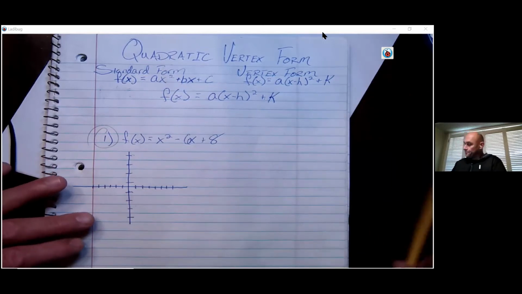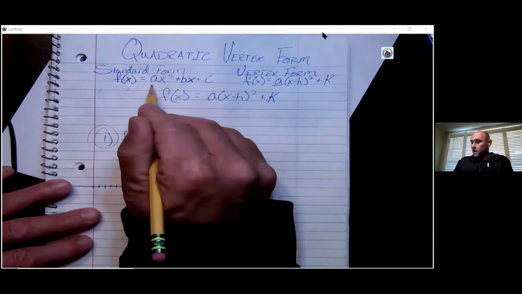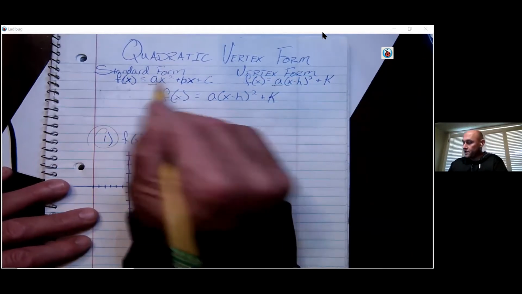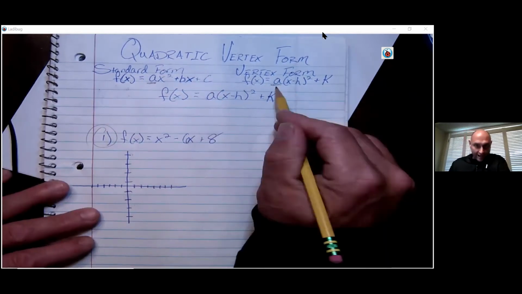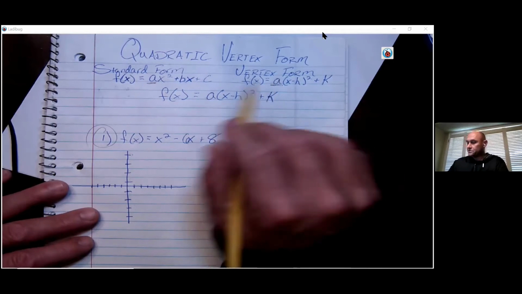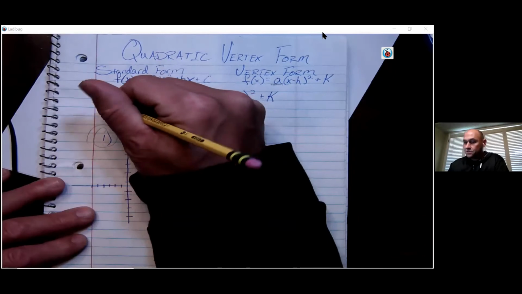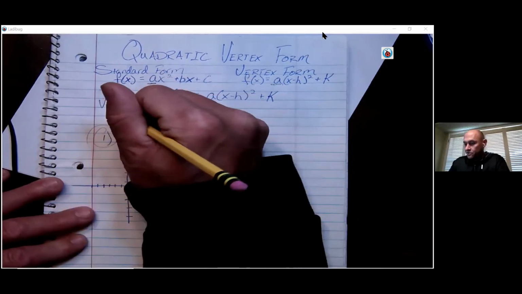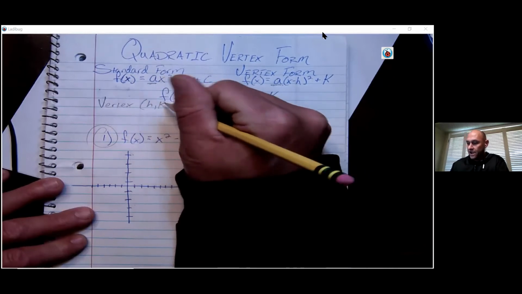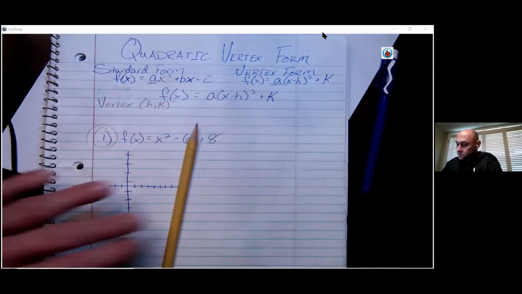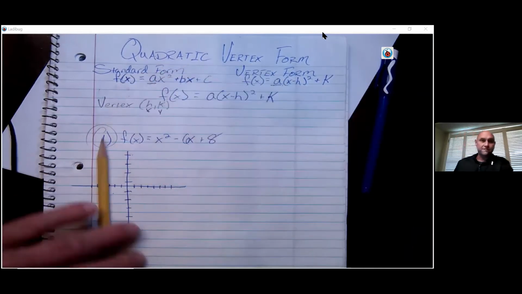As we're looking, a is the same no matter which of these forms you're putting it in: standard form, vertex form, intercept form. A is going to be a. That does not change. h and k are the vertex. So for any quadratic, the vertex is at the point (h, k), where h is the x value and k is the y value of the vertex.